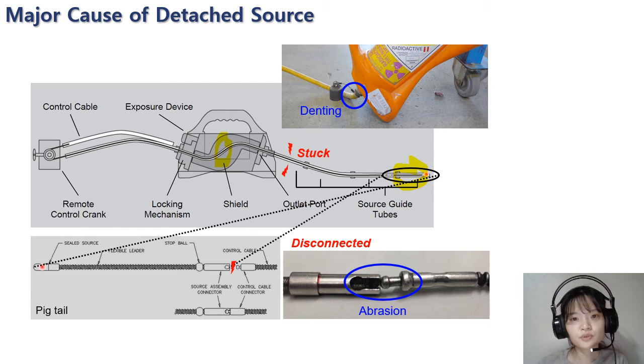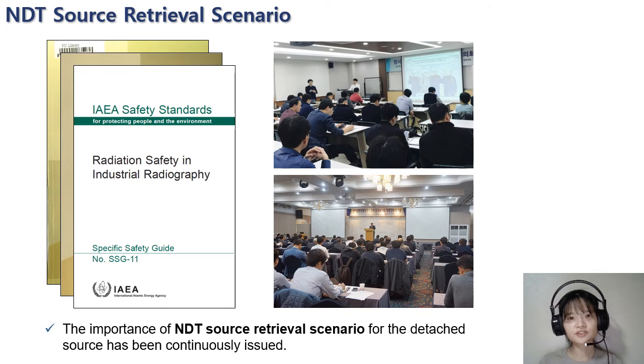The projected source sometimes is detached, mainly because of two reasons. One is the disconnection of the pigtail, and the other one is damage to the tube. The source can be stuck when the tube is damaged. For such situations with a detached radiography source, there are some general retrieval scenarios suggested by IAEA documents or various workshops.